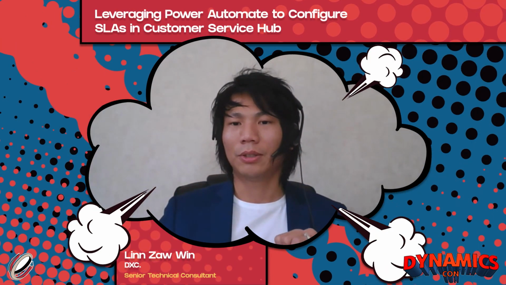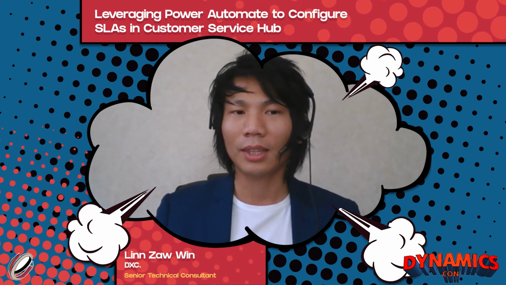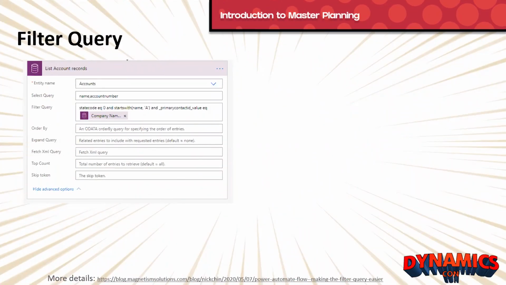Building the filter query can be a bit tricky for citizen developers, especially if you're not familiar with the standard query functions of the web API. And it's worse when we have to use the CDS-specific web API query functions, such as contains and the date is within last X months. In this sample query, I tried to query the accounts where the status is active, the name starts with A, and the primary contact matches one of the GUID values.